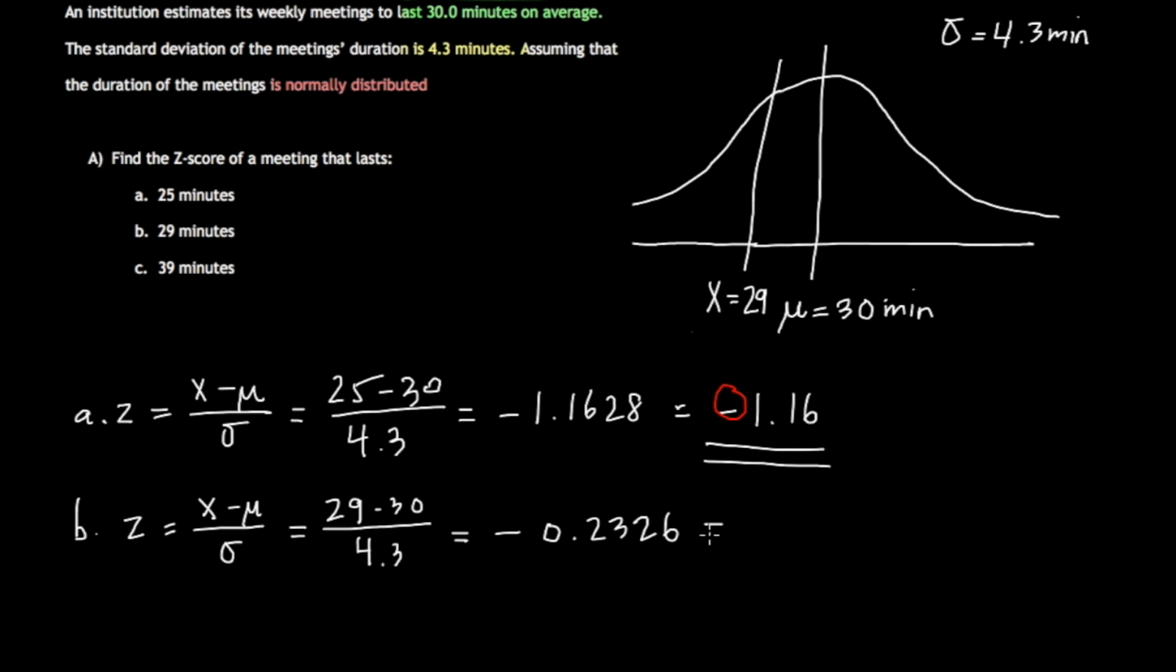0.2326, which, let's get into the habit of rounding to 2 decimals, don't forget that. So it's going to be negative 0.23, because the third decimal is below 5, so we round down, so we keep it at 3, okay? So very important, once again, don't forget the negative. Okay, it's very important, don't forget it. And finally, let's go ahead and do C.